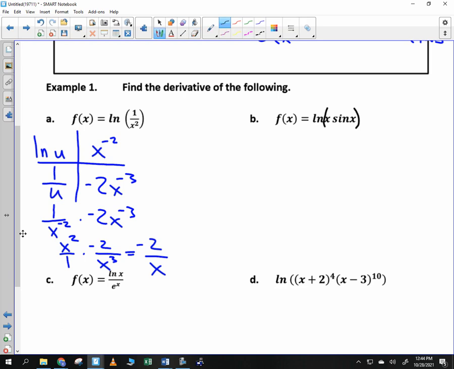Let's rewrite this. Instead of natural log of x times the sine of x, let's write it as 2 logarithms. Natural log of x plus natural log of sine of x. You see that? Just a nice little trick. So what's the derivative of natural log of x? It's 1 over x.